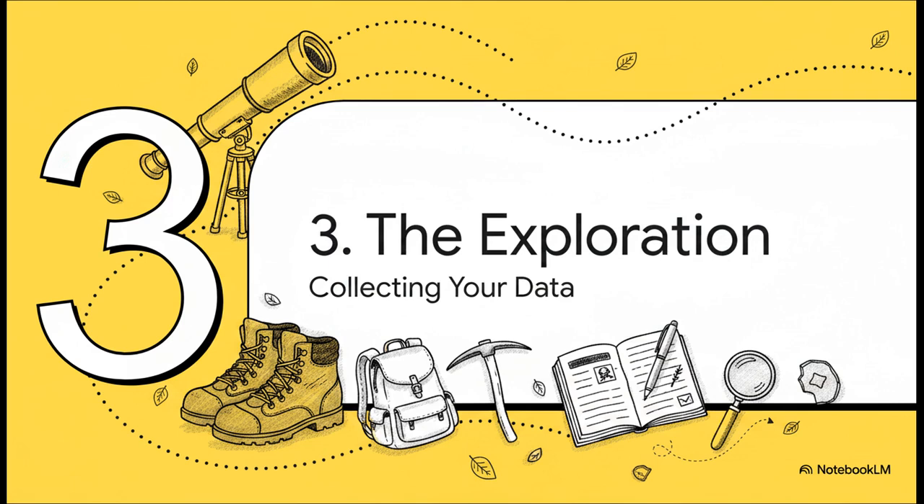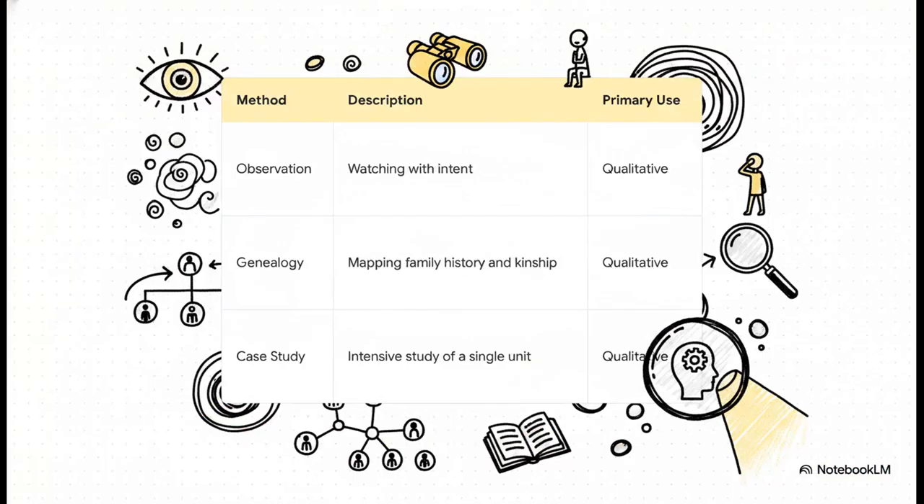This is the exploration phase where we actually head out and start collecting our data. Every researcher has this amazing toolkit of methods they can use, and this table gives you a great overview. For instance, if you want to understand the rhythm of daily life somewhere, you'd use observation. If you need to trace a family's history and kinship, you'd use the genealogical method. And for a super deep dive on a single complex issue, you'd do a case study. It's all about picking the right tool for the job.